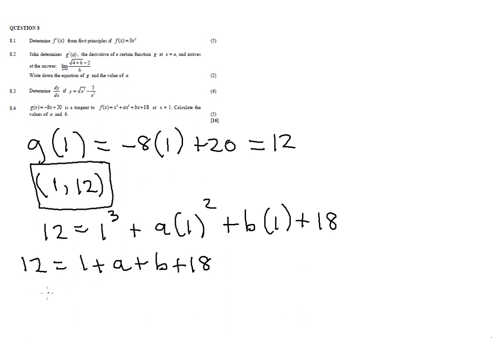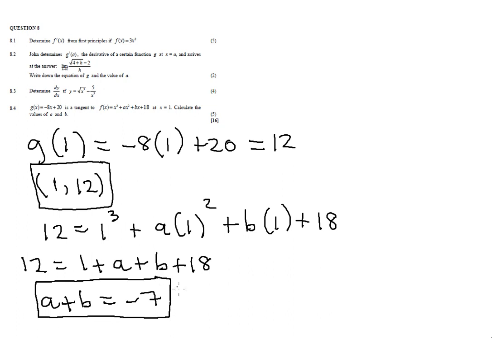And if I isolate a and b by moving the constants across, I'm going to get a plus b is equal to 12 minus 1 minus 18. So 12 minus 1 is 11. 11 minus 18 is minus 7. And I'm going to call that equation number 1, which I'll come back to later.